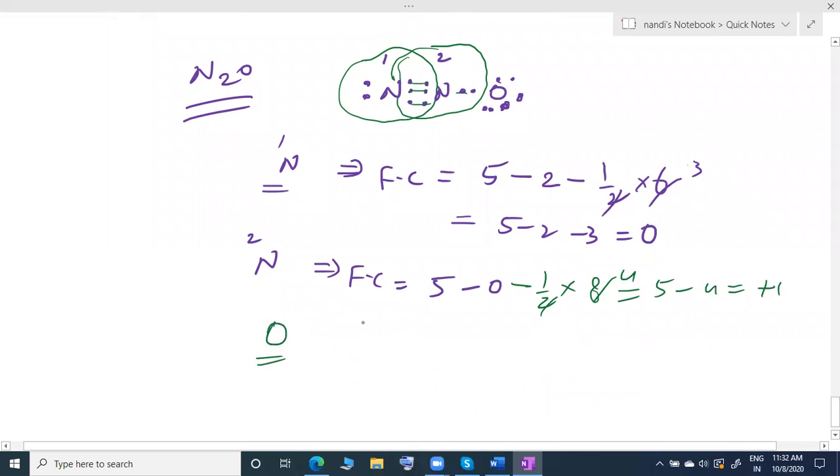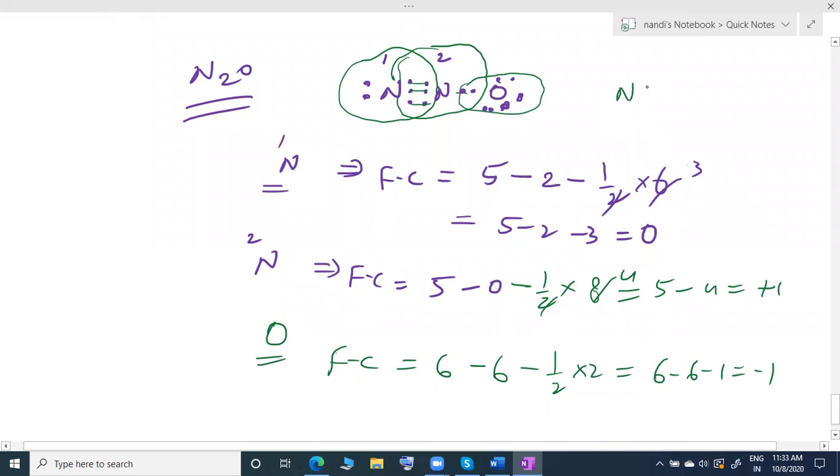What about oxygen? Formal charge equals 6, number of electrons 6. Lone pair of electrons also 6. Minus half into only 2 electrons sharing, that is 3 into 2. I will get here 6 minus 6 minus 1, that is minus 1. So the charges. So the N2O structure is N, with the bond. Okay, this is plus, this is minus. This is the structure of N2O.